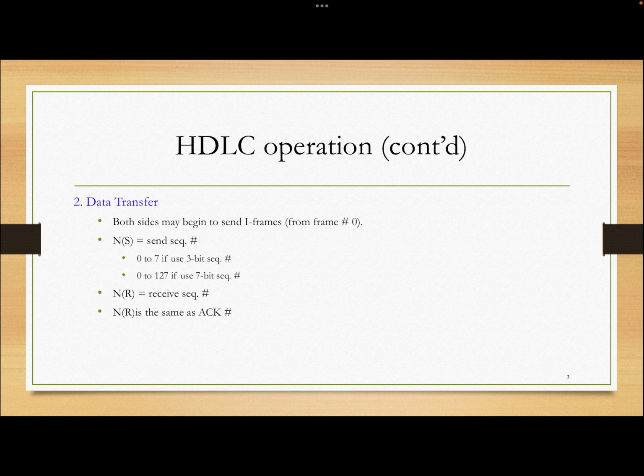The next phase is data transfer. Both sides can begin by sending information frames, if they have data to send. They send it with the information frame, or I-frame, and it will start with frame number 0. The NS is the send sequence number. If you have a 3-bit sequence number, it goes from 0 to 7, because you have 3 bits. If you have 7 bits, then you have 0 to 127 for the frame number. The NR is the receive sequence number, which is the same as the acknowledgement.